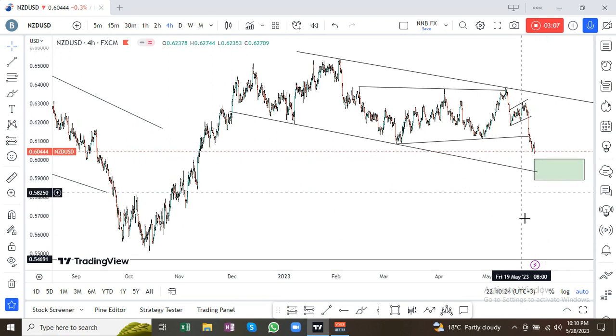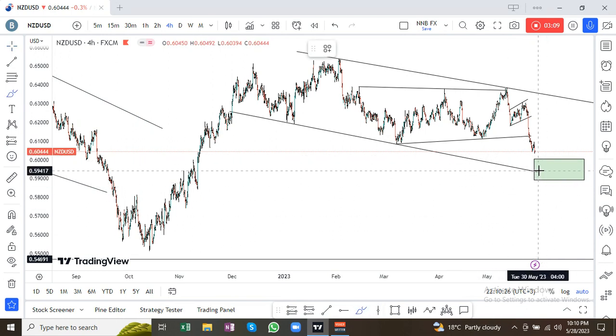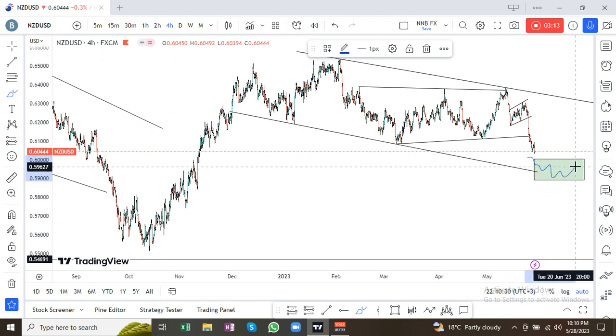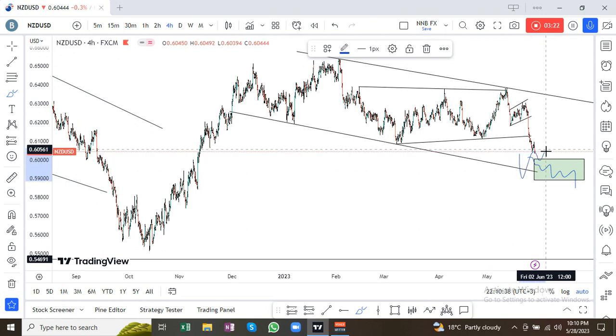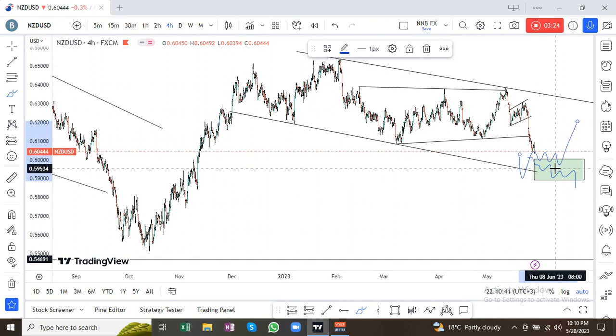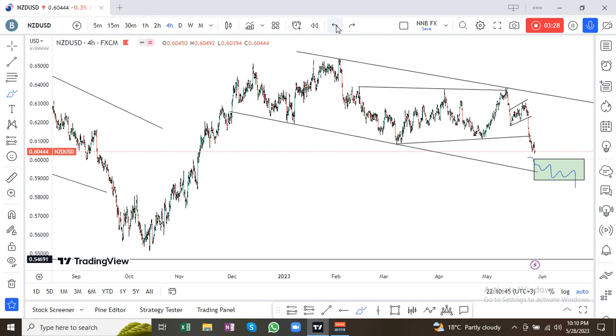If it comes down here correctively, I'll enter with a risk entry. But if it gets down here impulsively, I'll wait for the impulse up and a continuation structure, and then I'll enter on the break of that continuation structure.